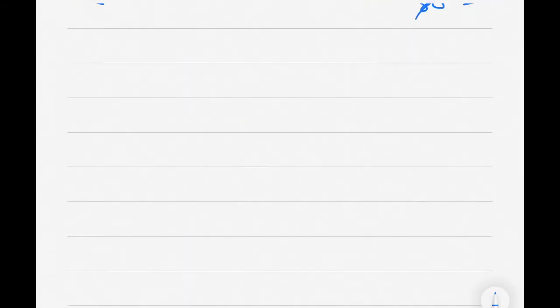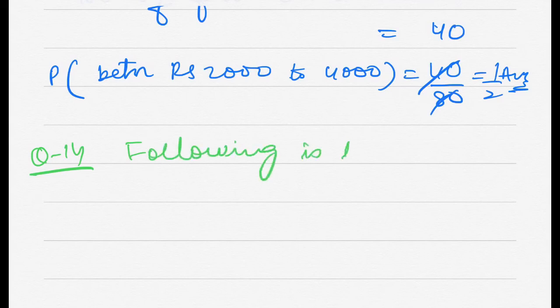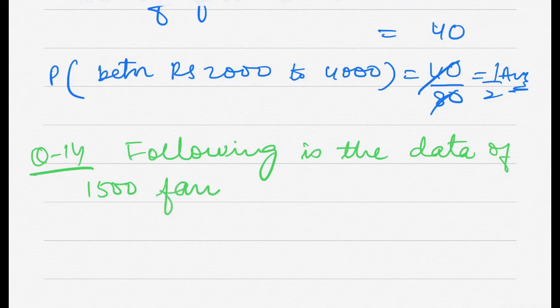So again, this was also a 3-mark question. We are done with this. Now let's move to question number 14. What does it say? It says 1,500 families with 2 children were selected and the following data was recorded. So I can write down that following is the data of 1500 families. I know my total number of outcomes are 1500, with 2 children.